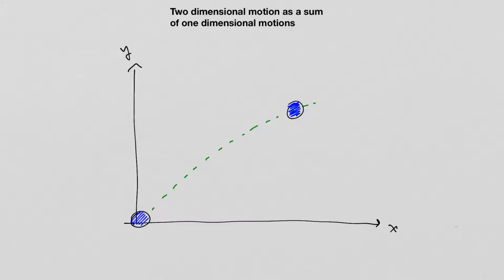So the trajectory would look something like this, or the path will look something like this way, and then this way. Of course, there is also the possibility of going first vertically up and then horizontally to the right until the object reaches that position as well.